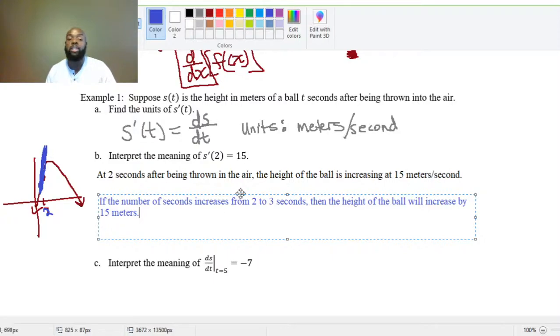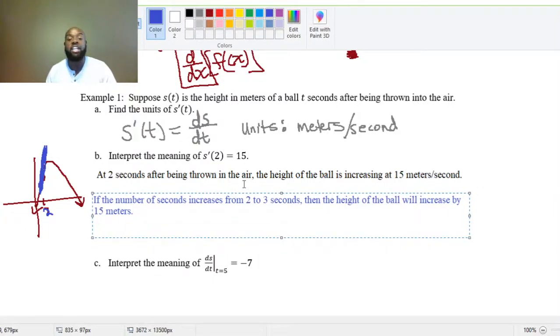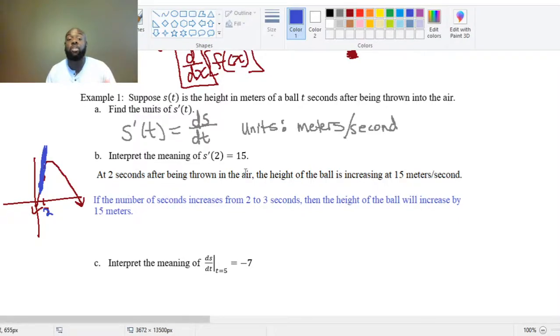All right. So there's 2 ways. One way that we've already been discussing, the instantaneous rate of change at that point. So we can say at 2 seconds after being thrown in the air, the height of the ball is increasing at 15 meters per second. Or we can say, okay, well, let's use the interpretation from the slope that says that if my slope is positive, for a 1 unit increase in my x, my y will increase by whatever the value of our slope is, right? And so 1 second from 2 seconds to 3 seconds represents that 1 unit increase in our input. Then our output would increase because it's positive by 15 meters. Notice here, I didn't say by 15 meters per second. I said 15 meters. All right.